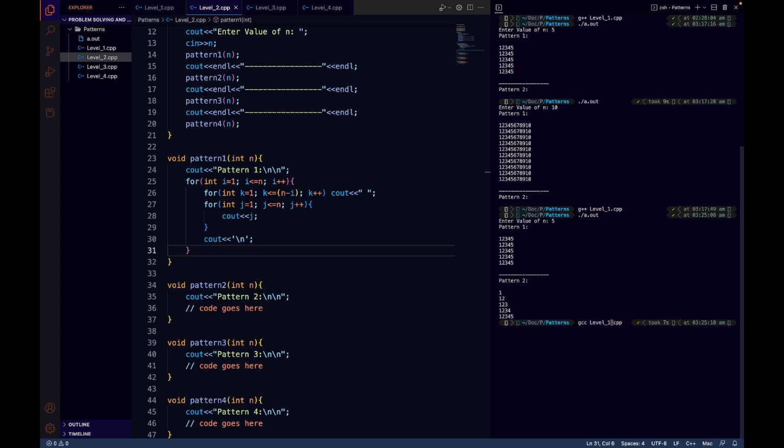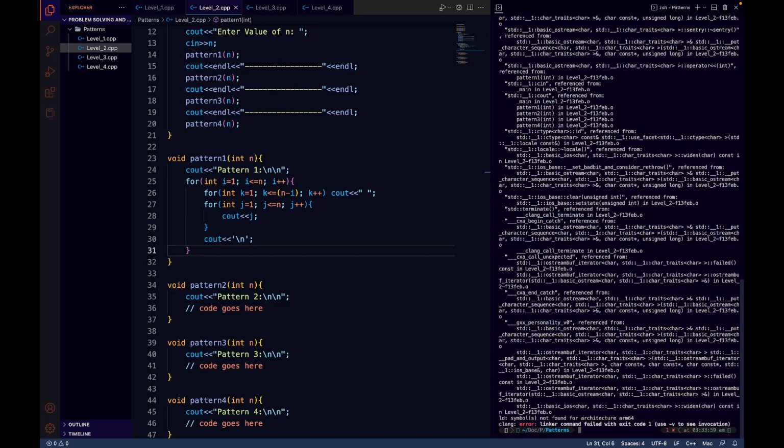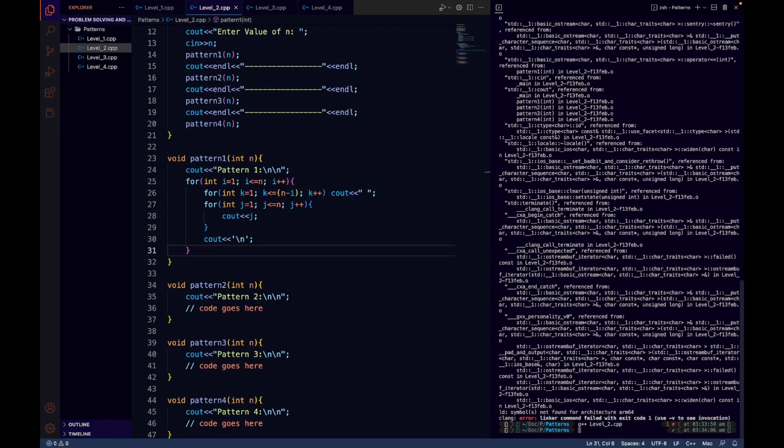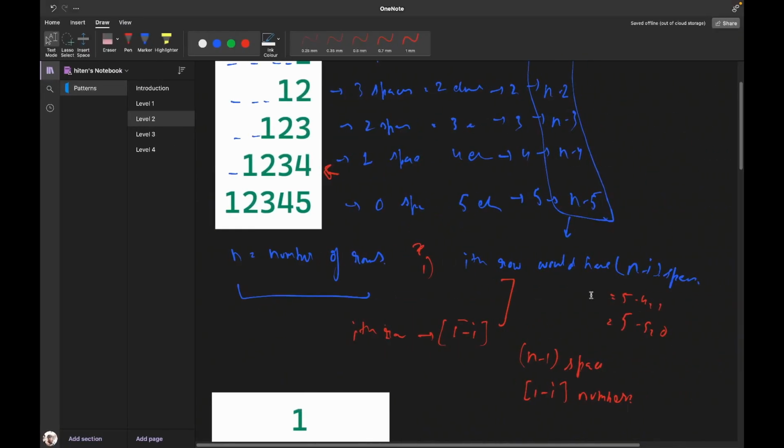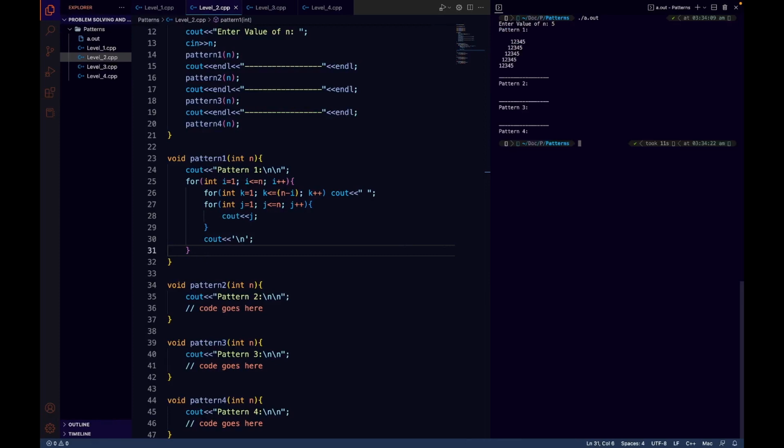So this is level 1, level 2. This is not GCC, it's G++, level 2 dot CPP, and let me just clear the console first, and then a dot out. Now we just have to input the value of n. So let us just take 5 only. So let's just input 5.